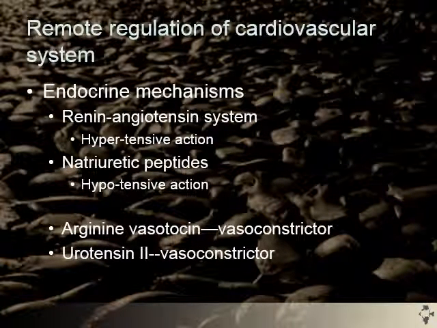So we talked about direct local regulation of the cardiovascular system by innervation, by the effects of the sympathetic or parasympathetic nervous system. But there are also remote effects, the endocrine system and hormones influencing cardiac function as well. So we'll just highlight a couple of these. For example, there's the renin-angiotensin system. This is considered a hypertensive action. So it's going to function to counter a reduced blood volume and reduced blood pressure.